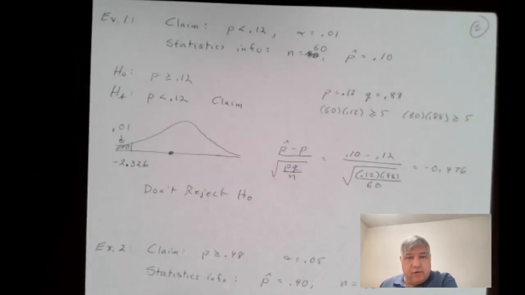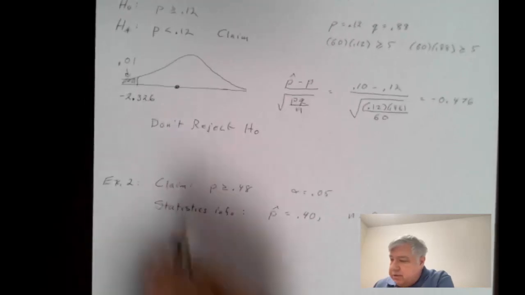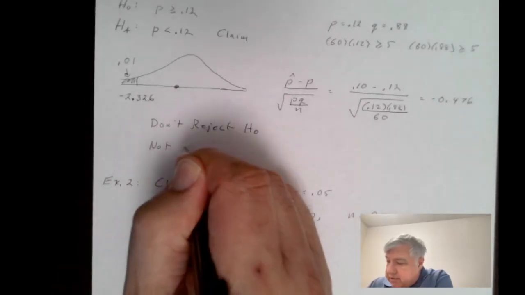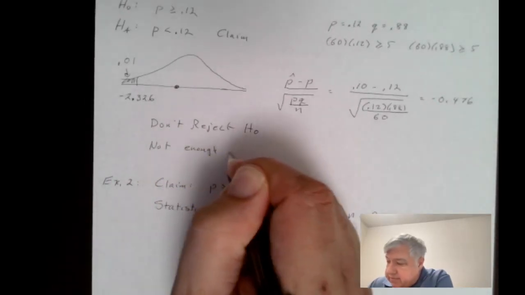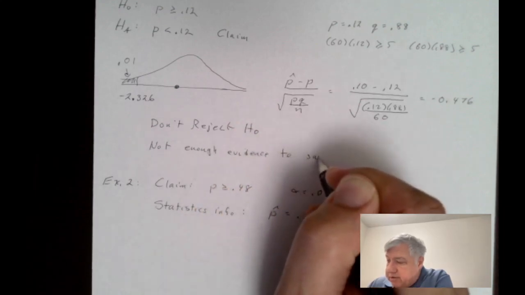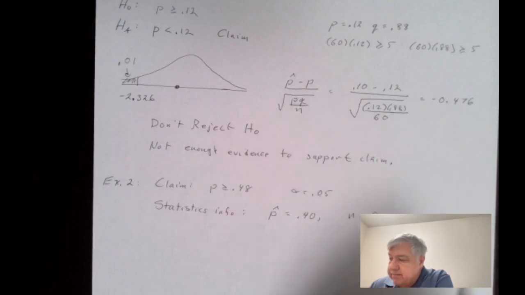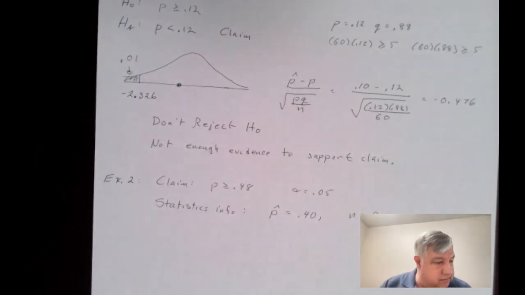And because we're not rejecting H0, we can't support this claim. So we say there's not enough evidence to support the claim.